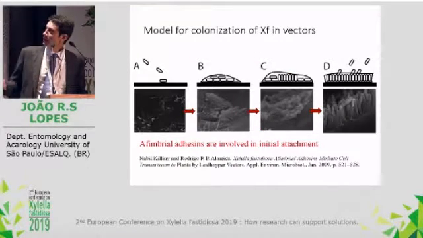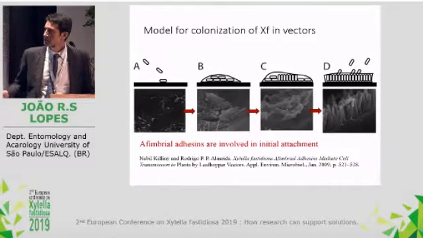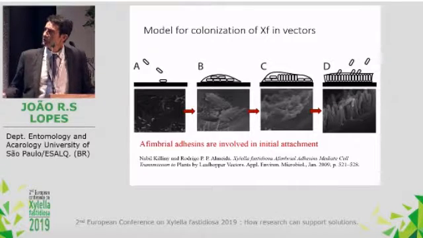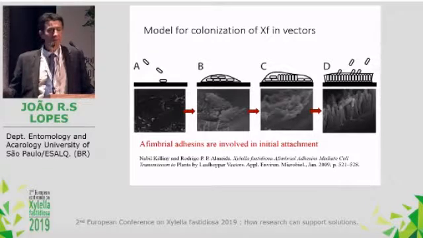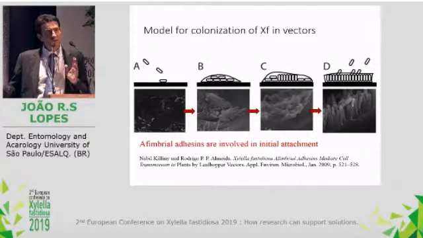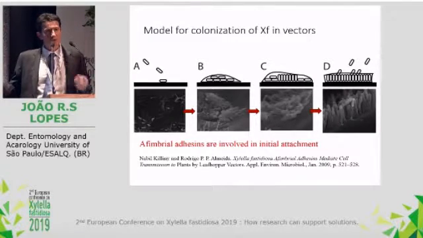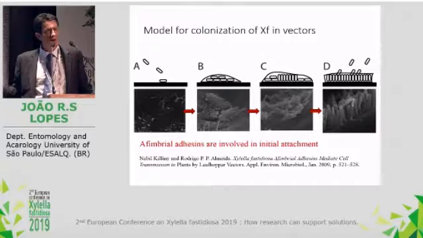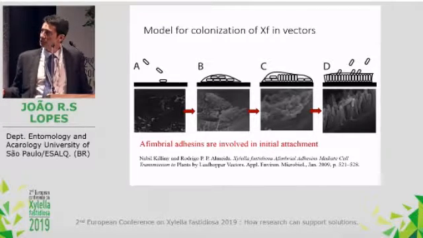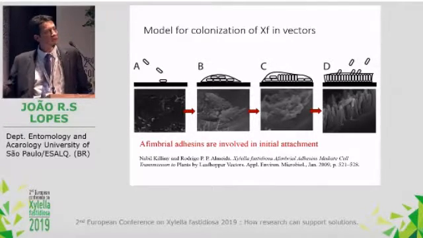This is a conceptual model for colonization of Xylella fastidiosa in vectors. It was developed by Chiellini and Almeida. Initially the first cells attach, and then microcolonies form. Usually they are laterally attached, and then at some point they become polarly attached, and at a later stage the biofilm will produce daughter cells which will form other biofilms. So it's a stepwise process, and different proteins may be involved in several stages of this process.